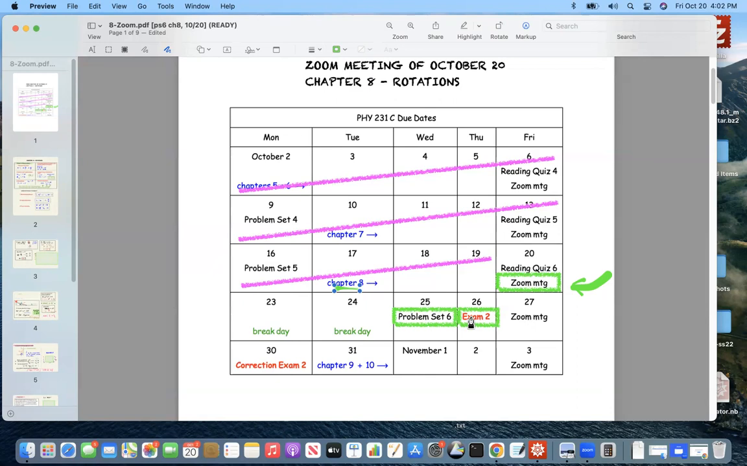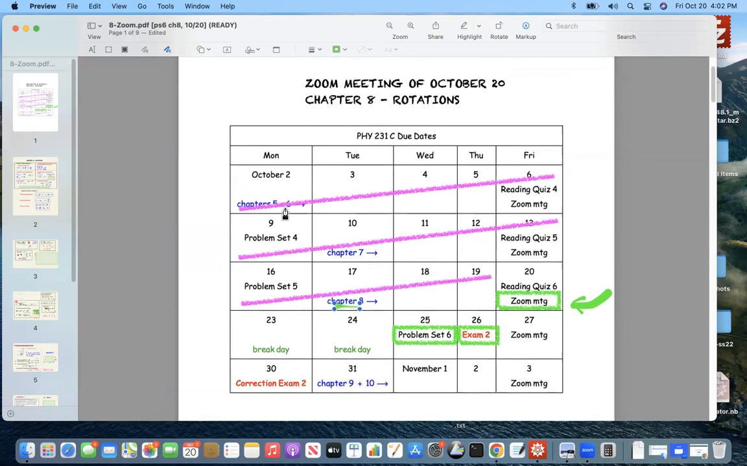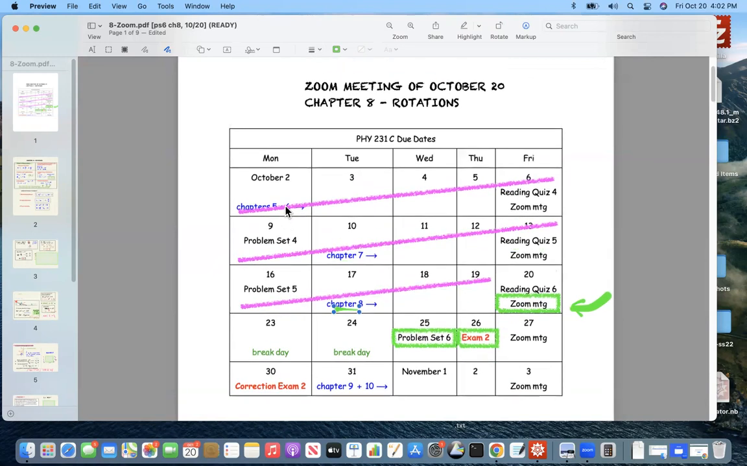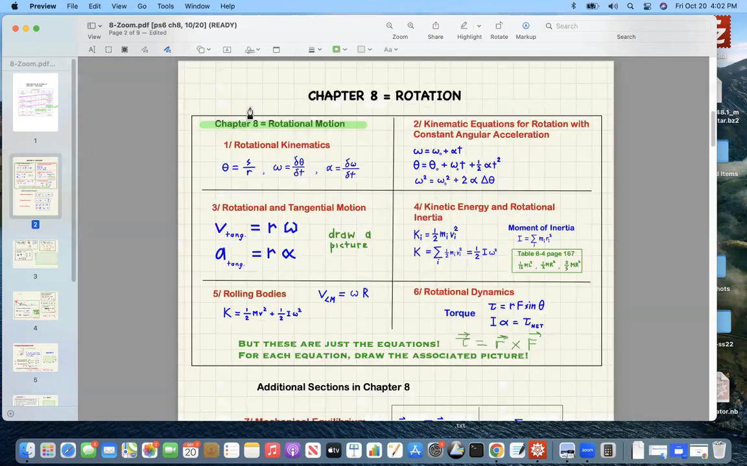But the main purpose of the Zoom meeting is to review some of the important equations for chapter 8, and then look at some example problems, which are on the homework assignment.